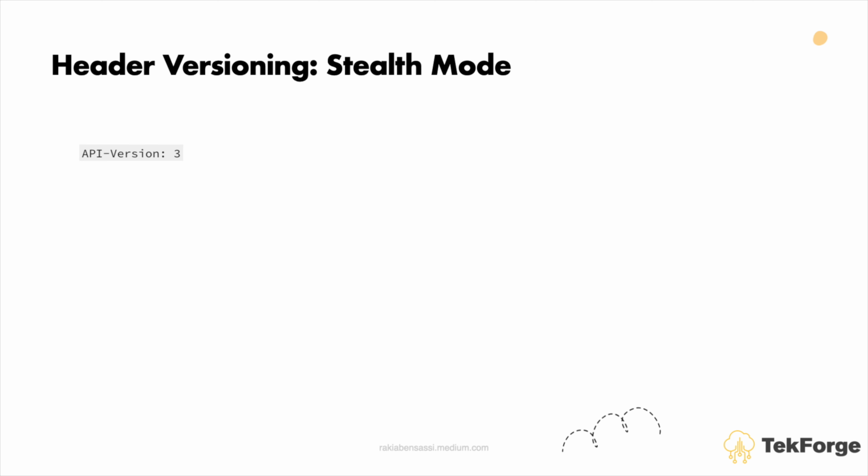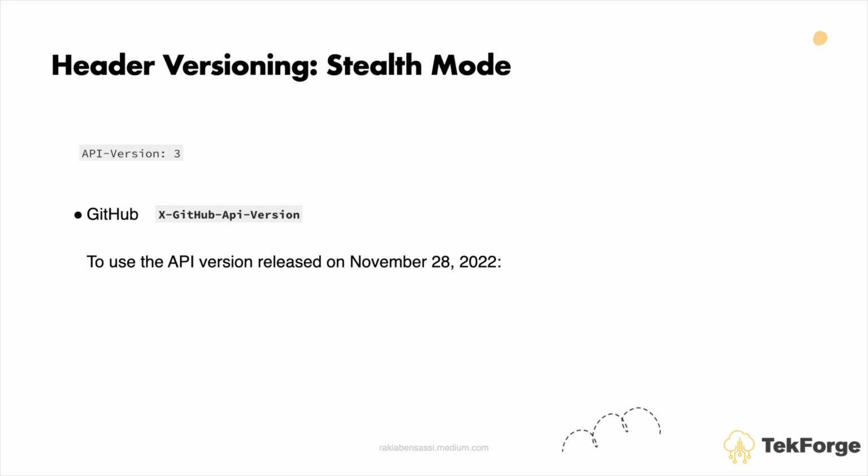This practice is often used in corporate enterprise environments where the separation of concerns and long-term API management is crucial. For example, to tap into a specific GitHub API version, you include the x-github-api-version header with the desired version date. To use the version released on November 28, 2022, you would send a request like this: curl --header x-github-api-version:2022-11-28, then https://api.github.com/z.